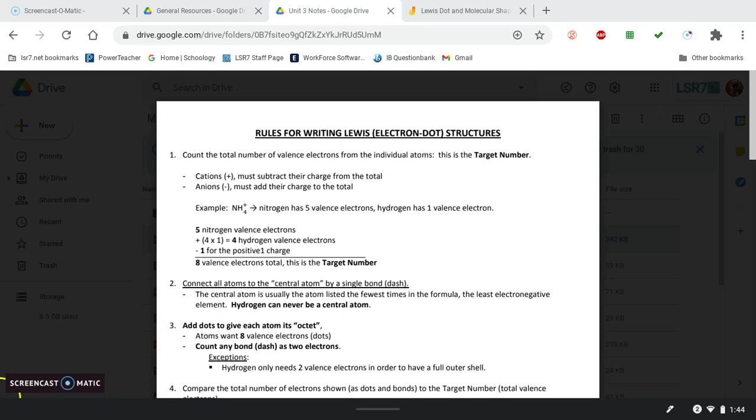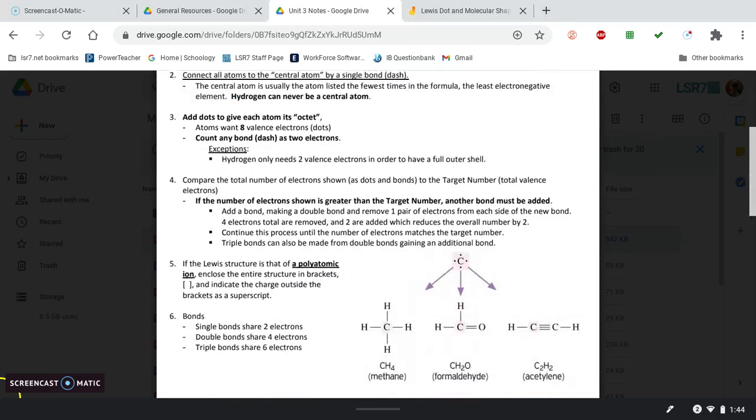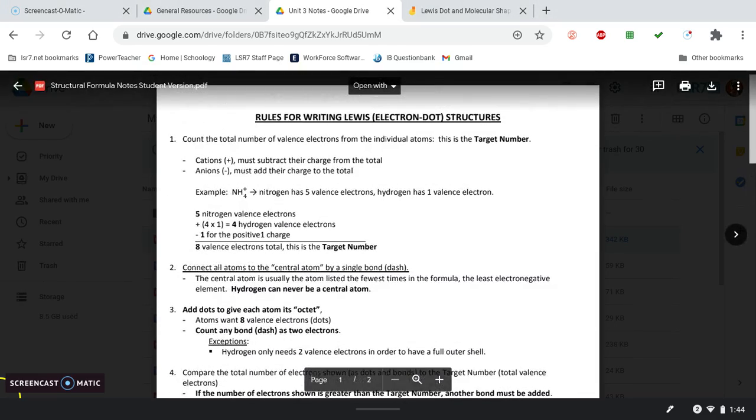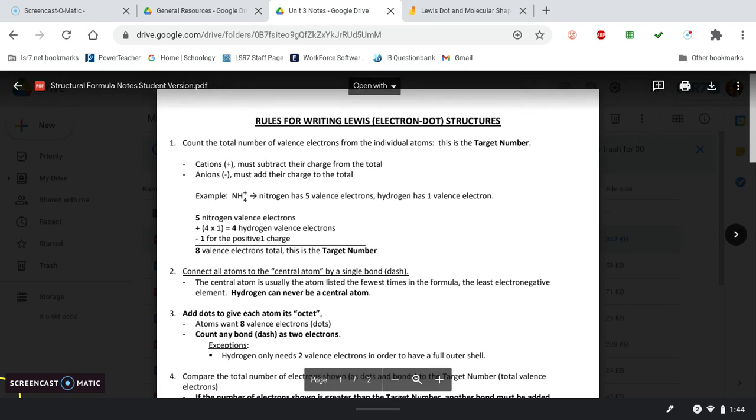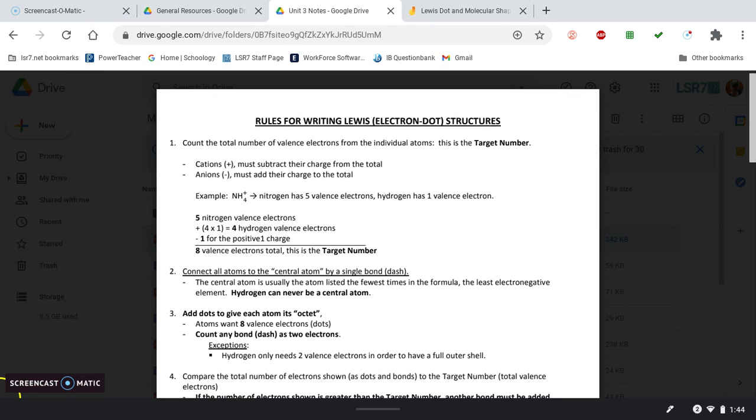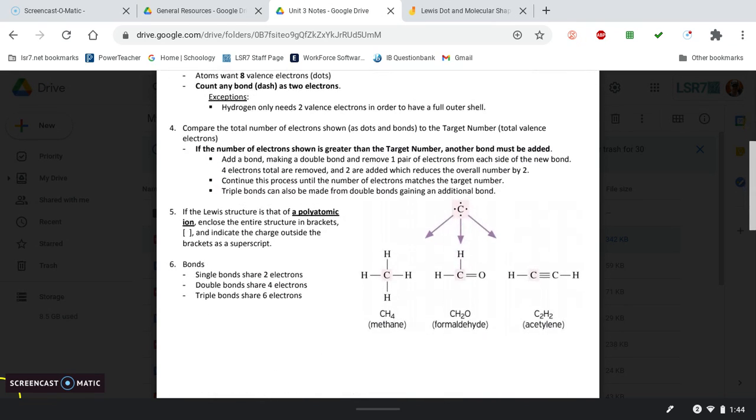Okay, taking notes over something new today. Going to look at dot structures. So I've linked this in Schoology, so you guys should be looking at this document here. This document has all kinds of rules about Lewis dot structures, and I'm going to cover all these, but you're probably not going to memorize these. You're probably going to learn the process and go through the process.